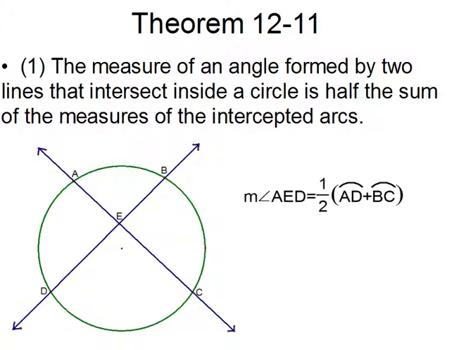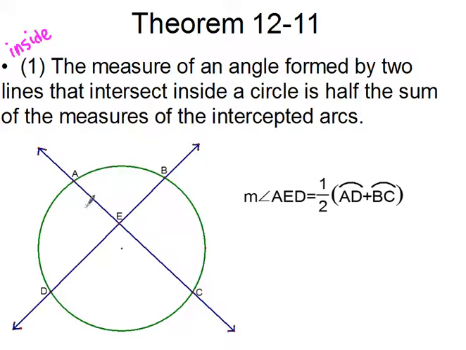Alright, so Theorem 12.11 has two parts. First part, you have two secant lines that cross inside the circle. So you may want to write yourself a little note here that says inside, because that's where they cross. The other part of the theorem crosses outside.